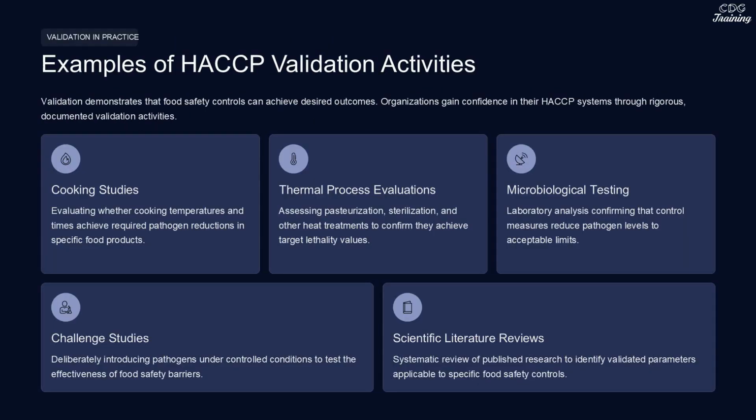Validation demonstrates that food safety controls can achieve desired outcomes. Organizations gain confidence in their HACCP systems through rigorous, documented validation activities. Cooking studies, thermal process evaluations, microbiological testing, challenge studies, and scientific literature reviews all play a role in confirming that controls reduce pathogen levels to acceptable limits. These activities ensure that food safety measures are effective and based on scientific evidence, providing assurance to consumers and regulatory bodies alike.